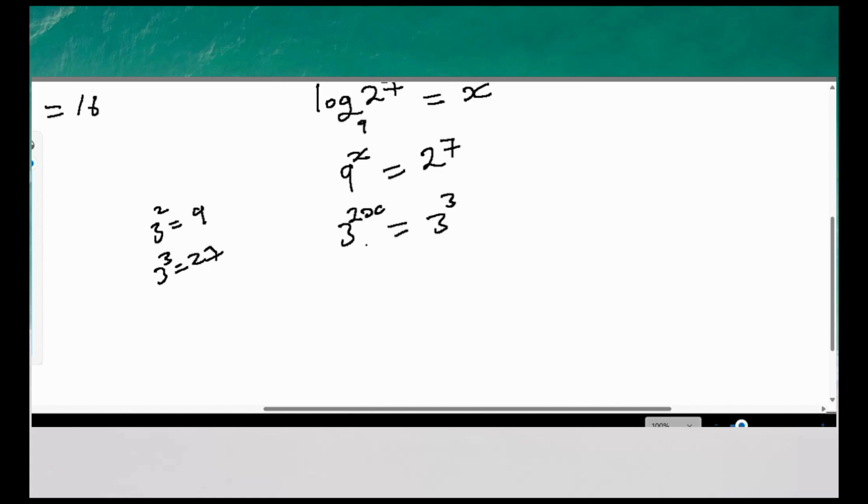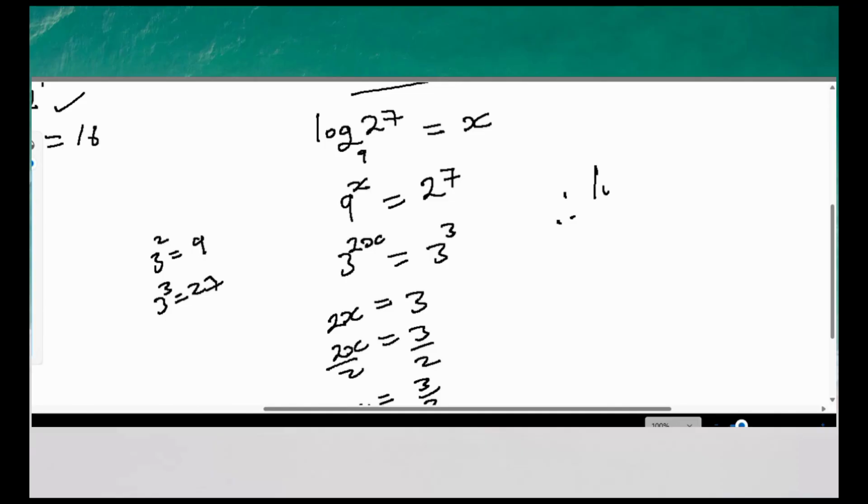Now looking here, you see that the bases of our exponential equations are the same. Then we can equate the exponents. The exponent of this is 2x, and the exponent of the other one is 3. You're solving for x. Then I'm going to make x the subject by dividing both sides of the equation by the coefficient of x, which is 2. Doing that, my x will be equal to 3 over 2, and I can therefore conclude that log 27 base 9 is equal to 3/2.